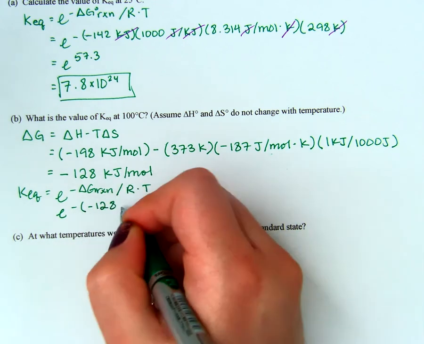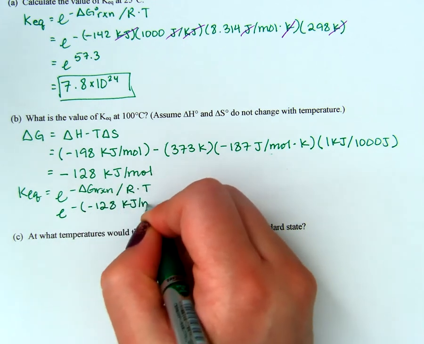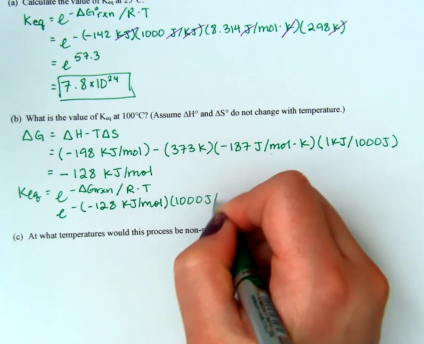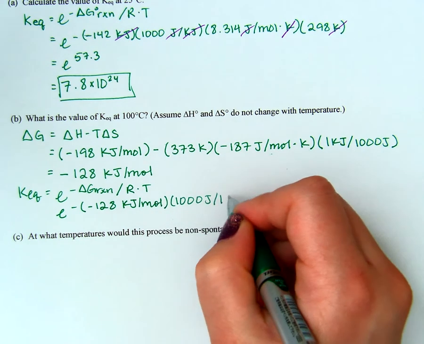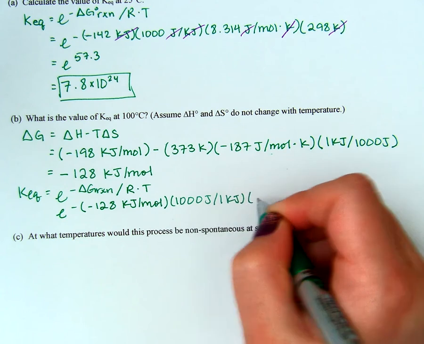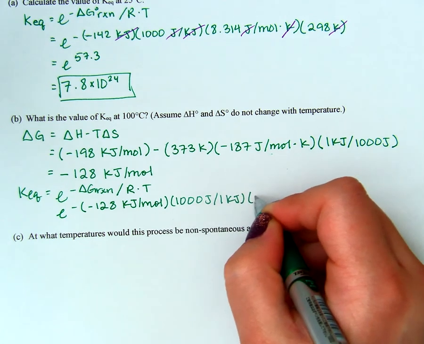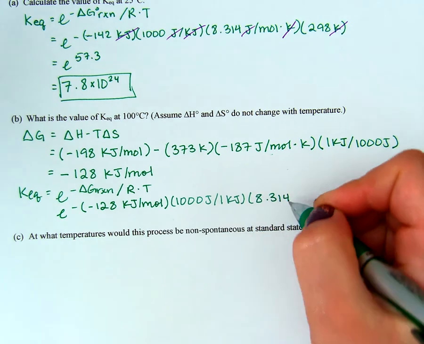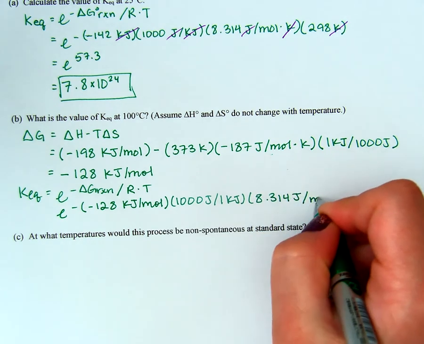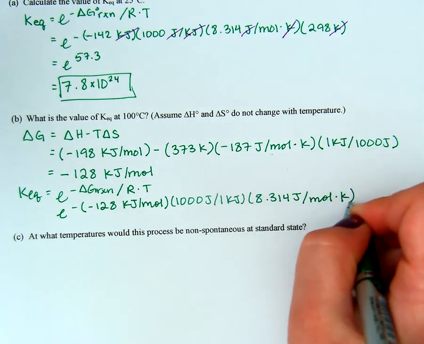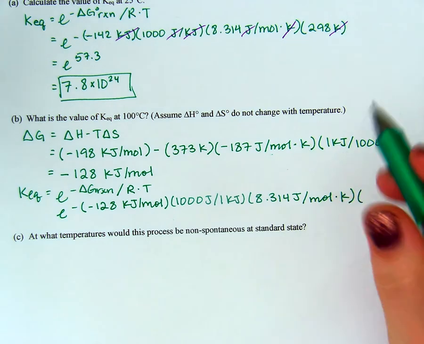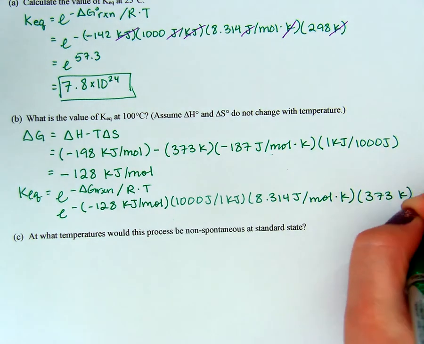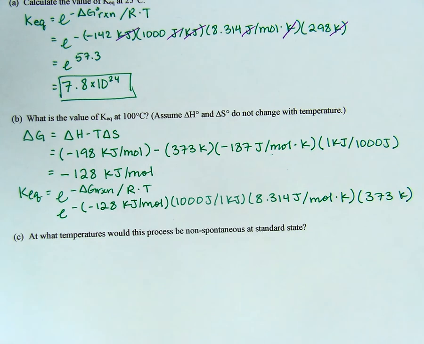What we calculated, negative 128 kilojoules per mole, converting kilojoules to joules. Plugging in our R, which is our ideal gas constant. And then our temperature, remember 100 Celsius is 373 Kelvin, because we add 273 to our temperature there.